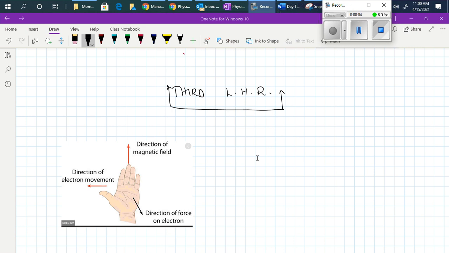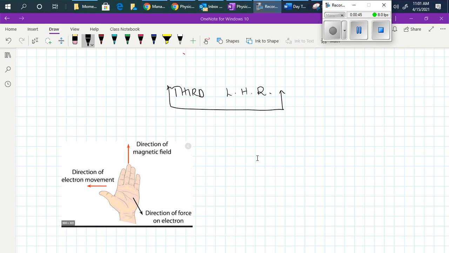First and the second left-hand rule are telling us the relationship between the induced magnetic field that the moving charge is creating. The third is telling us what is happening with the charge that is moving when it is placed into an external magnetic field. What is the force that the moving charge is experiencing as a result of the external magnetic field?